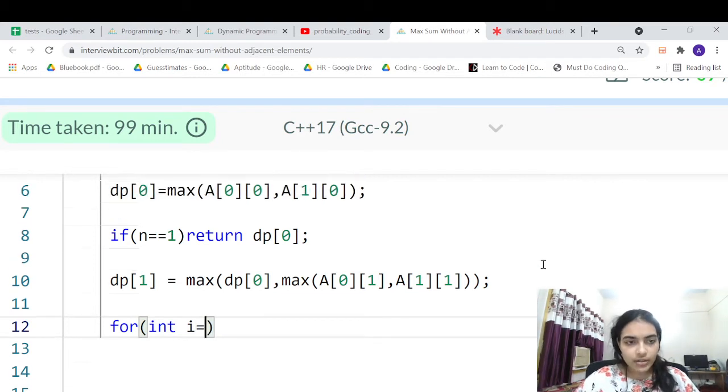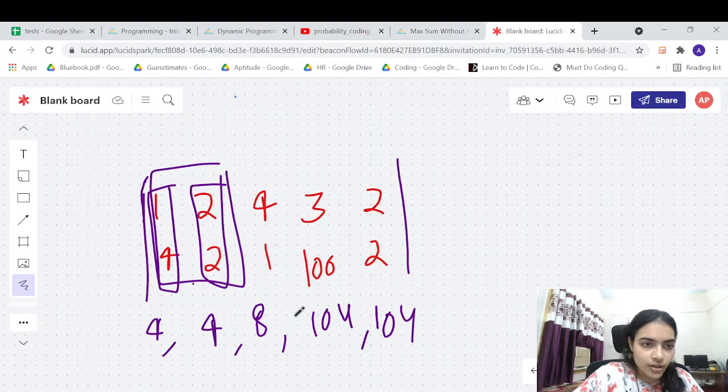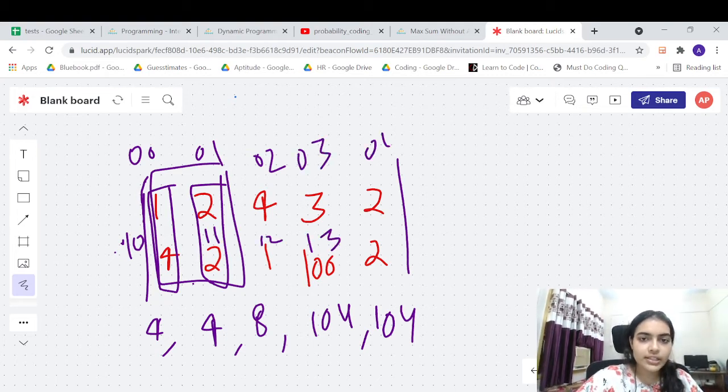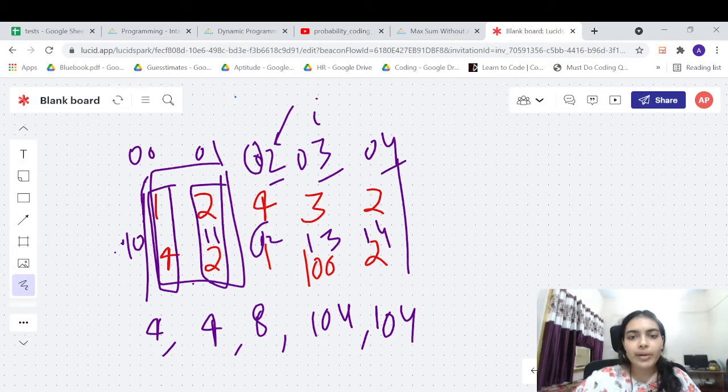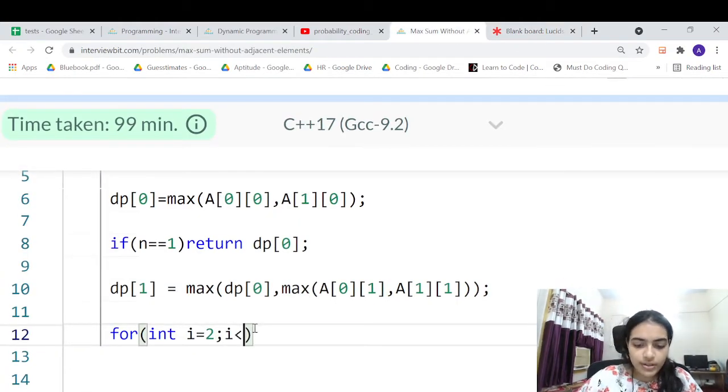So for int i equal to 2, from here we'll start. This is 0 0, this is 0 1, this is 0 2, this is 1 0, 1 1, 1 2, and similarly this is 0 3, and this is 1 3, this is 0 4 and 1 4. So what we are basically doing, 0 and 1 is always constant. We will change the i value. i will become 2, i will become 3, i will become 4, right? So that will get changed. So for int i equal to 2, i less than n, i plus plus.